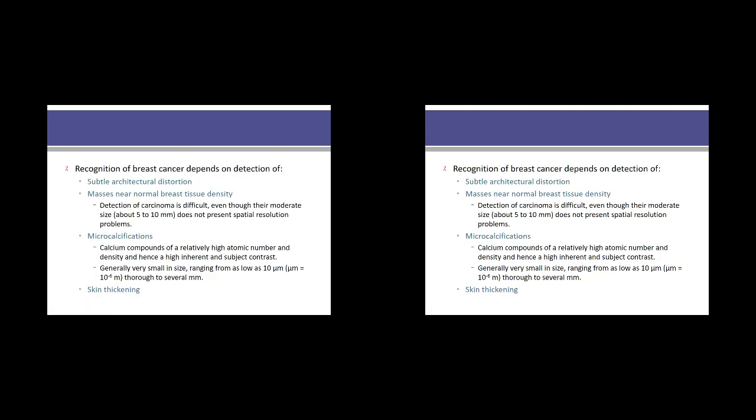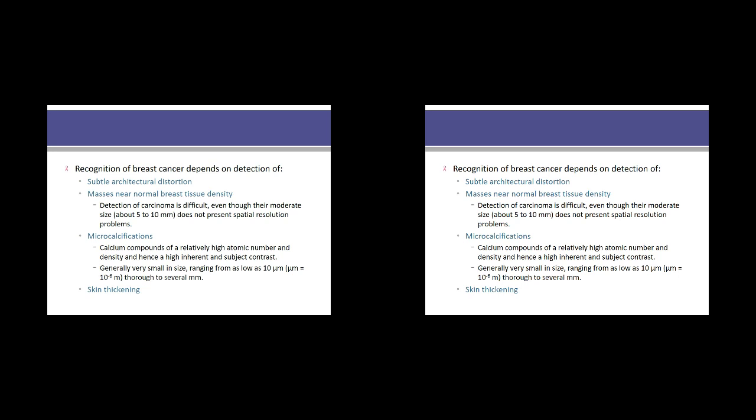Recognition of breast cancer depends on detection of subtle architectural distortion, so just things within the breast that don't look quite as they should. But predominantly what we're looking for is masses, and unfortunately the density of a mass, whether it's benign or malignant, is not really much different to the density of surrounding tissue, particularly if that tissue is quite dense. So there's no issue from a spatial resolution perspective of detecting carcinoma. Generally speaking, they might be about 5 millimeters to 10 millimeters in size, but what makes them very hard is the contrast in the image that's required to separate them from surrounding tissue.